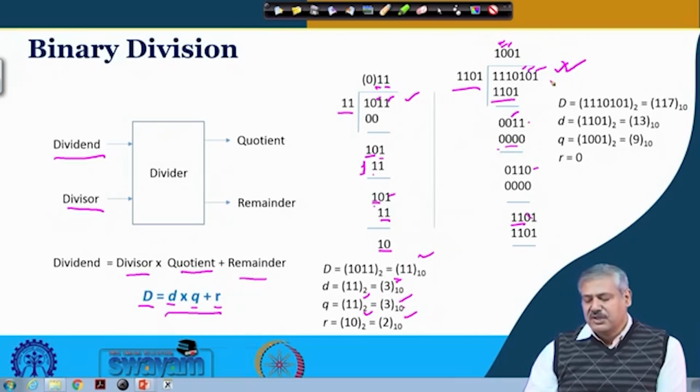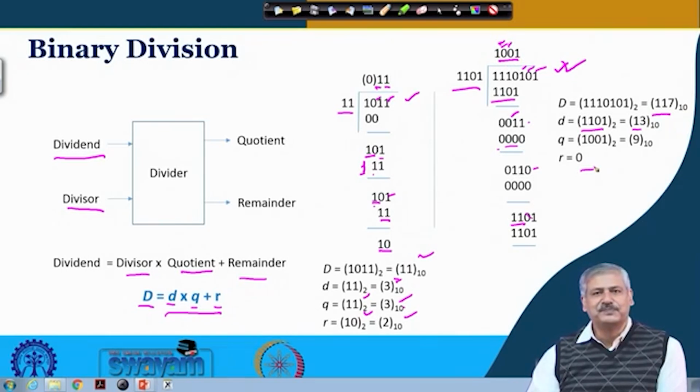Okay. So the original number 1 1 1 0 1 0 1 is 117, and you are dividing by 1 1 0 1, that is 13, and what you have got here is 9. Quotient is 9 and remainder is 0.